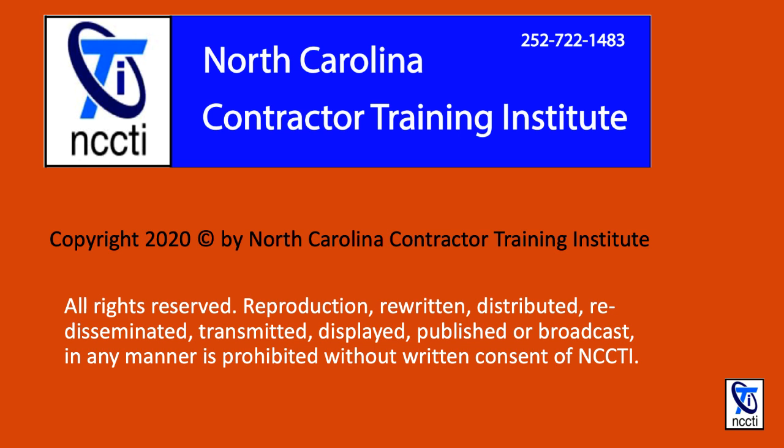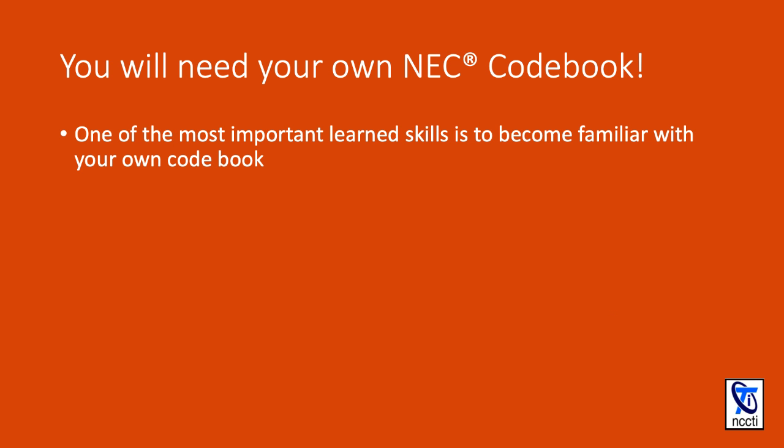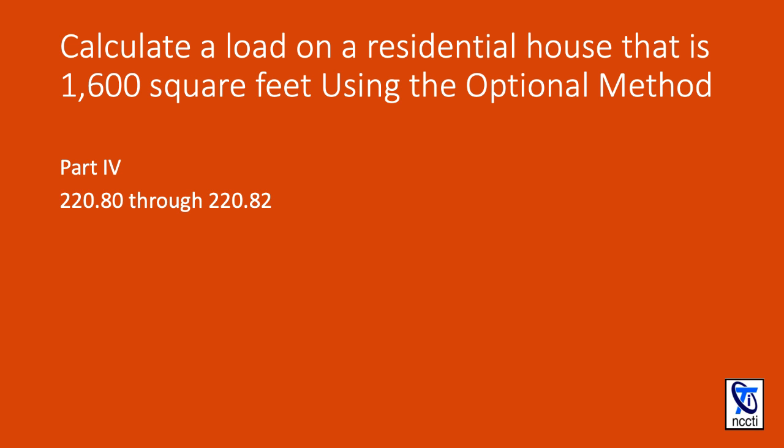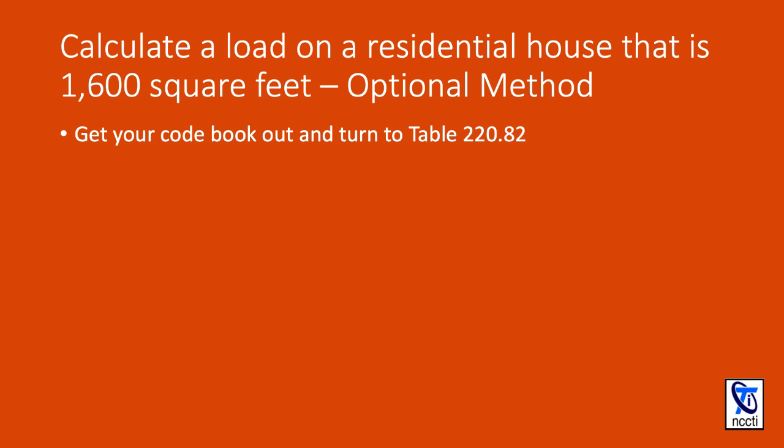No motors in the previous sections in Article 220 are not used. So let's get your code books out and have it handy. Turn to Article 220.82. In particular, we'll be using B and C to perform the optional calculation. Follow along and I'll walk you through an optional calculation for a 1,600 square foot house.